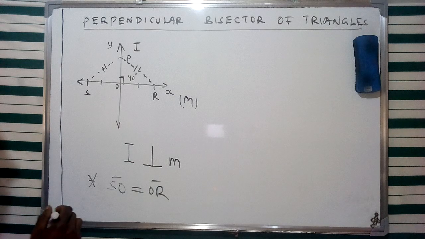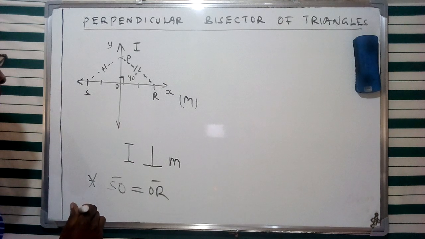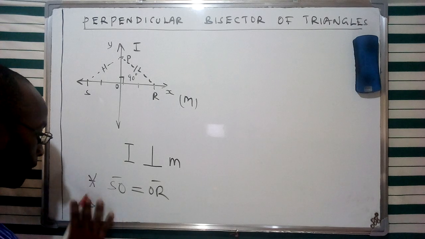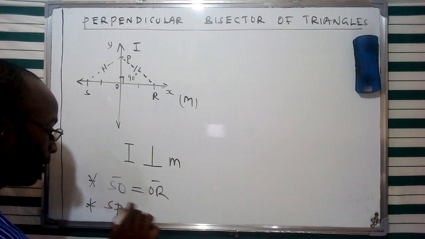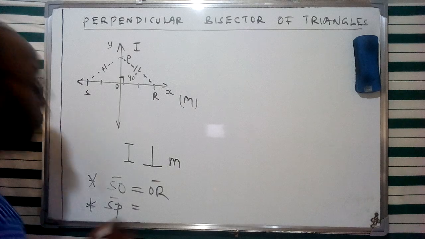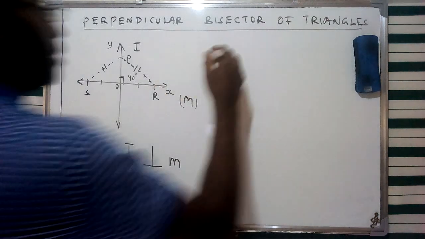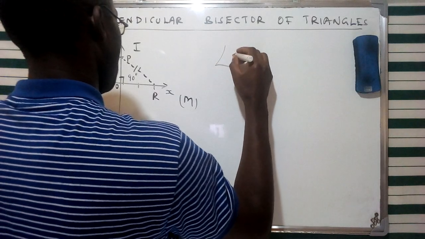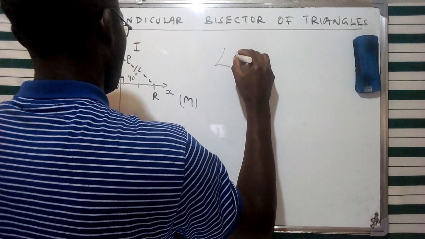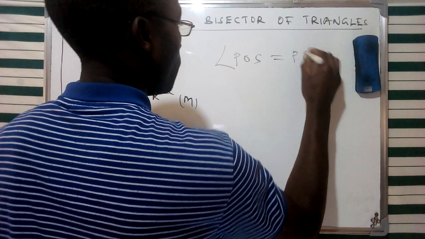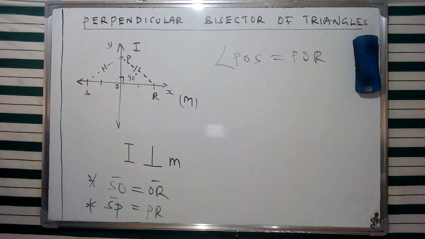And then we say that the segment SP is going to be equivalent to PR, and that is another characteristic. And we say that angle POS is equivalent to angle POR, given as such. And those are some of the characteristics of perpendicular bisectors.